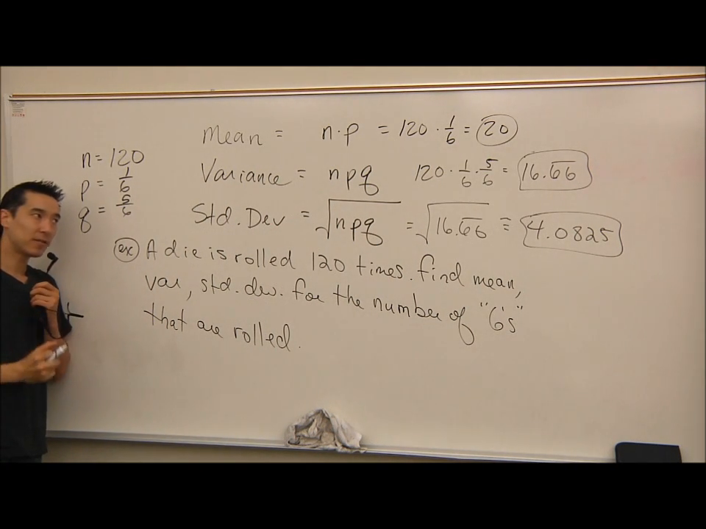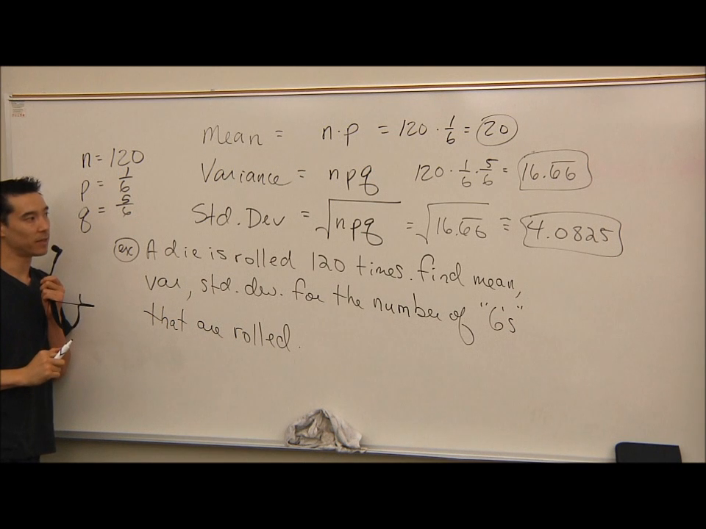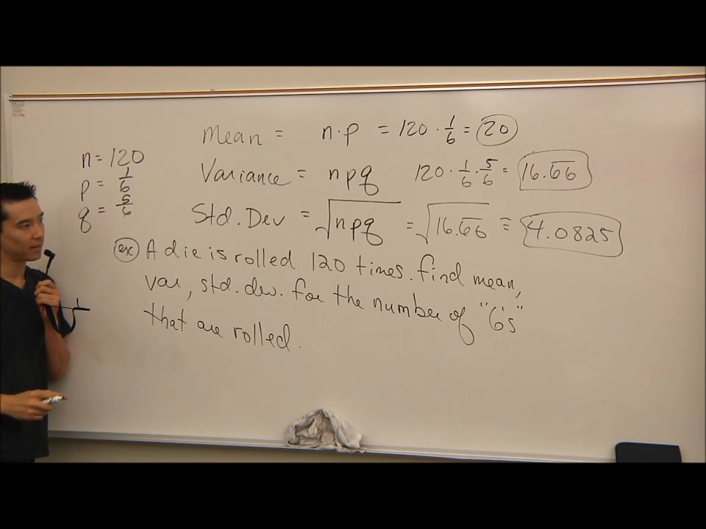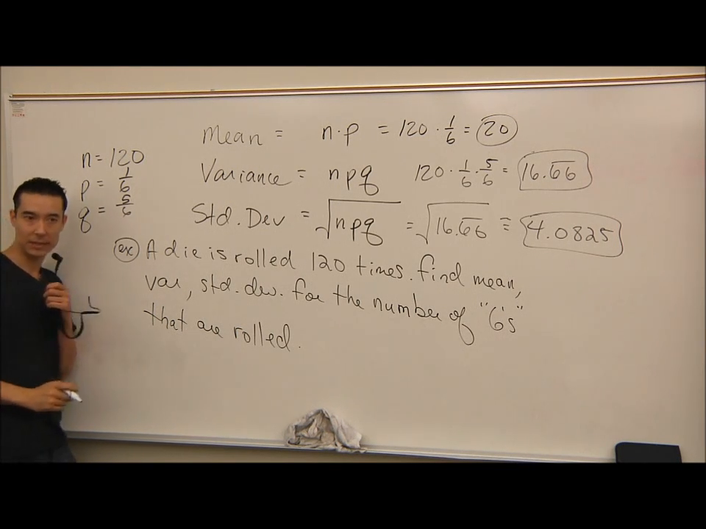So again, make use of this. It's just a formula for the mean, variance, and standard deviation from the binomial distribution. You don't have to go through the long method. All right, any questions? Okay, good.